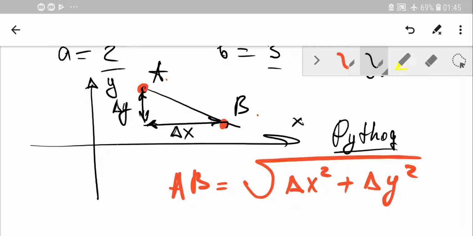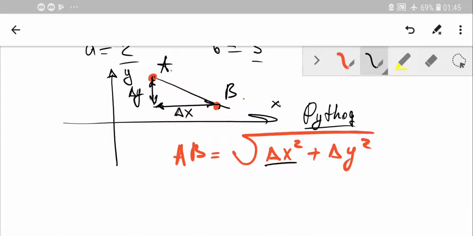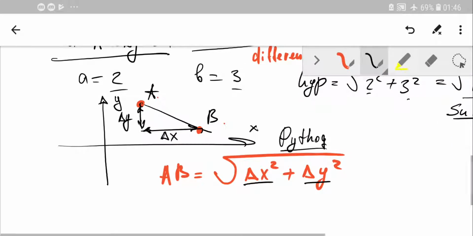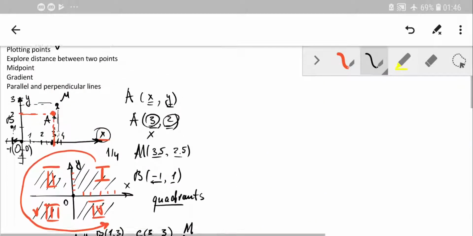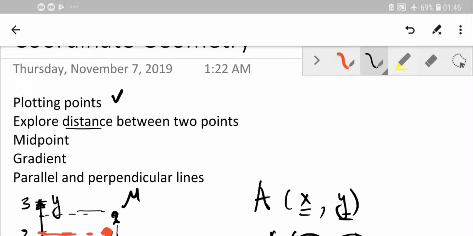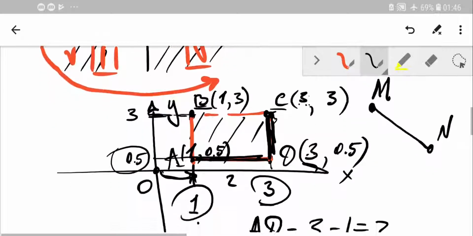Don't worry if delta x, delta y have negative values. You square them, they become positive, so don't care about signs, because when you take the difference in coordinates, they might be negative. So I think we've got the idea of how to find the distance between 2 points, and we can apply that. Now midpoints, I'll do quickly.